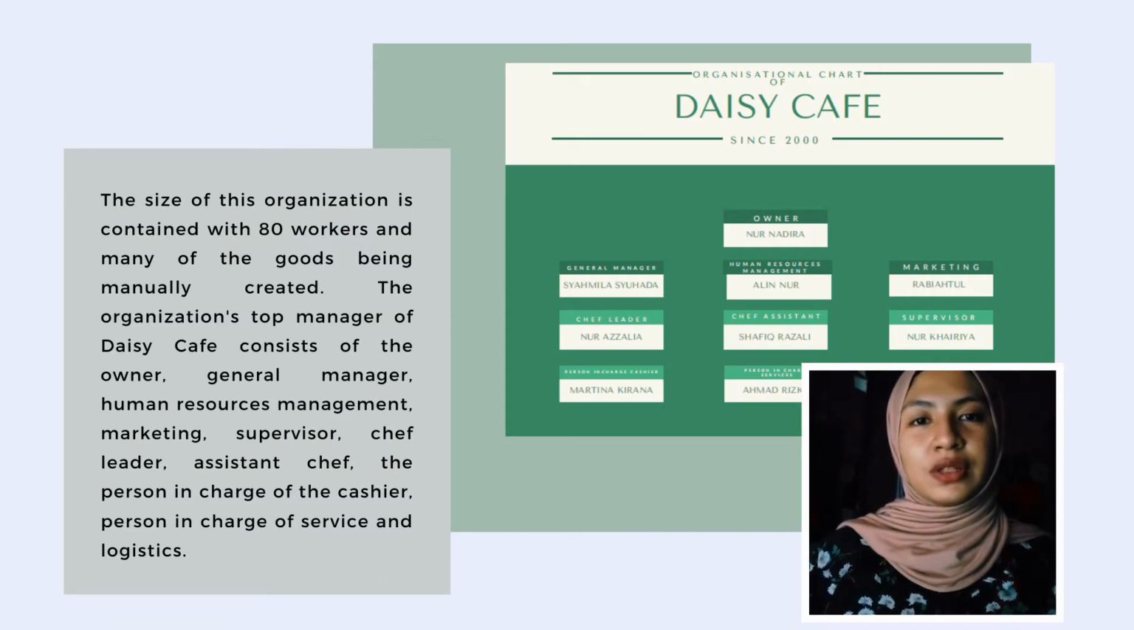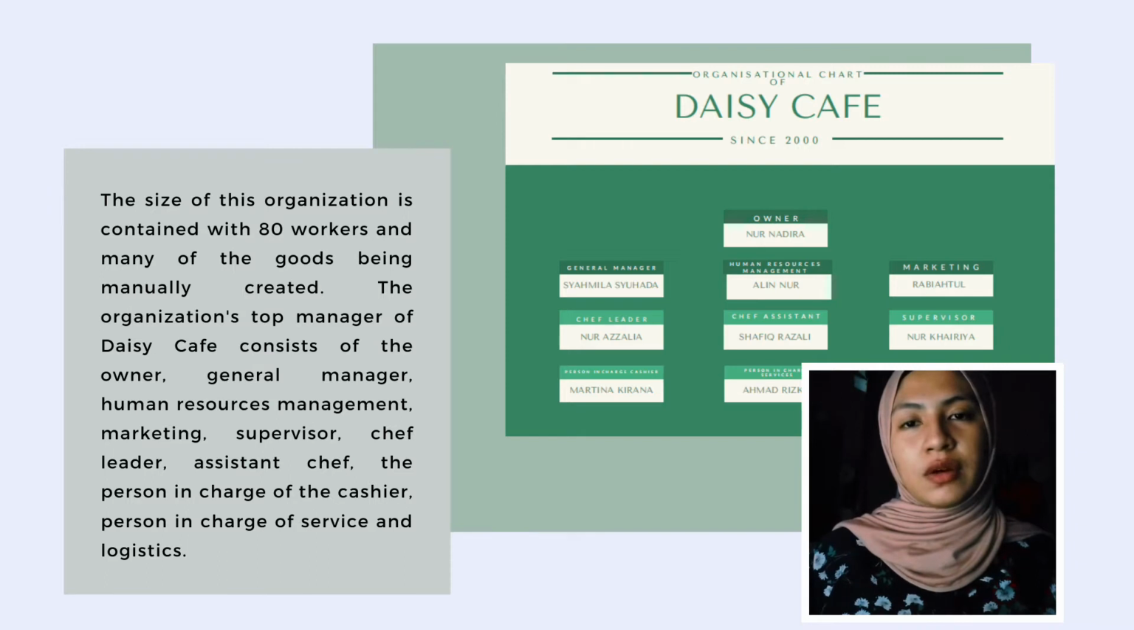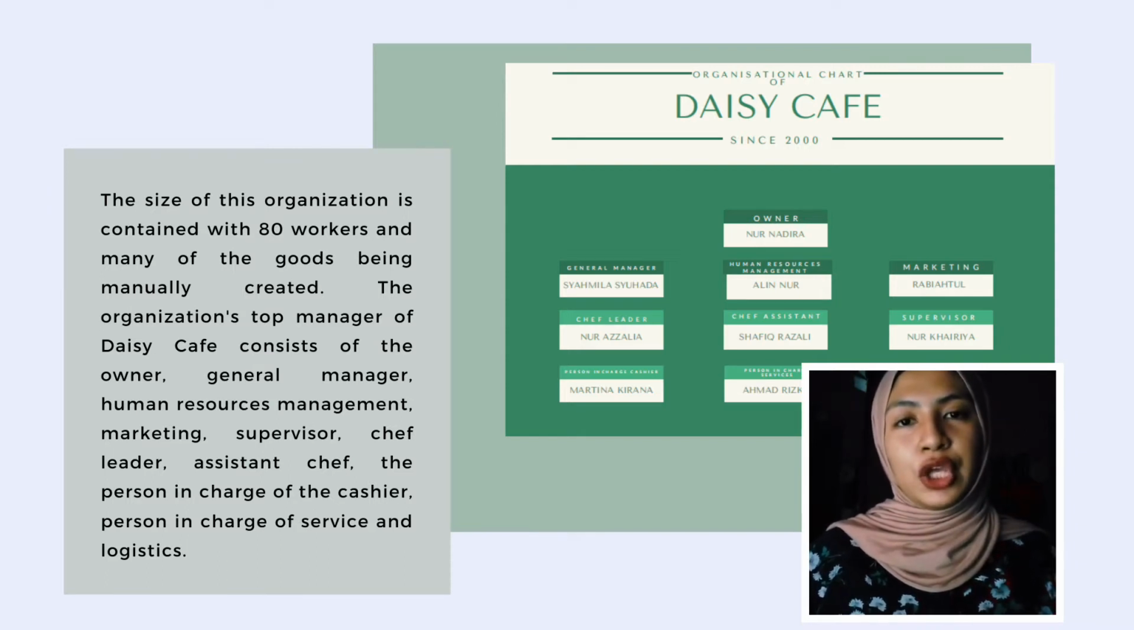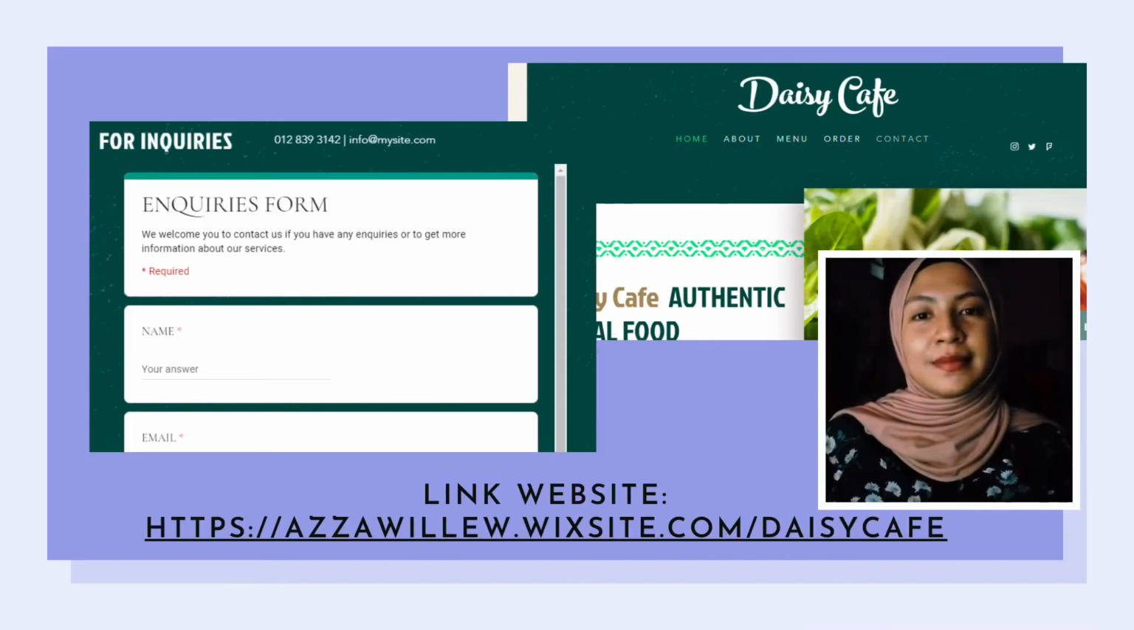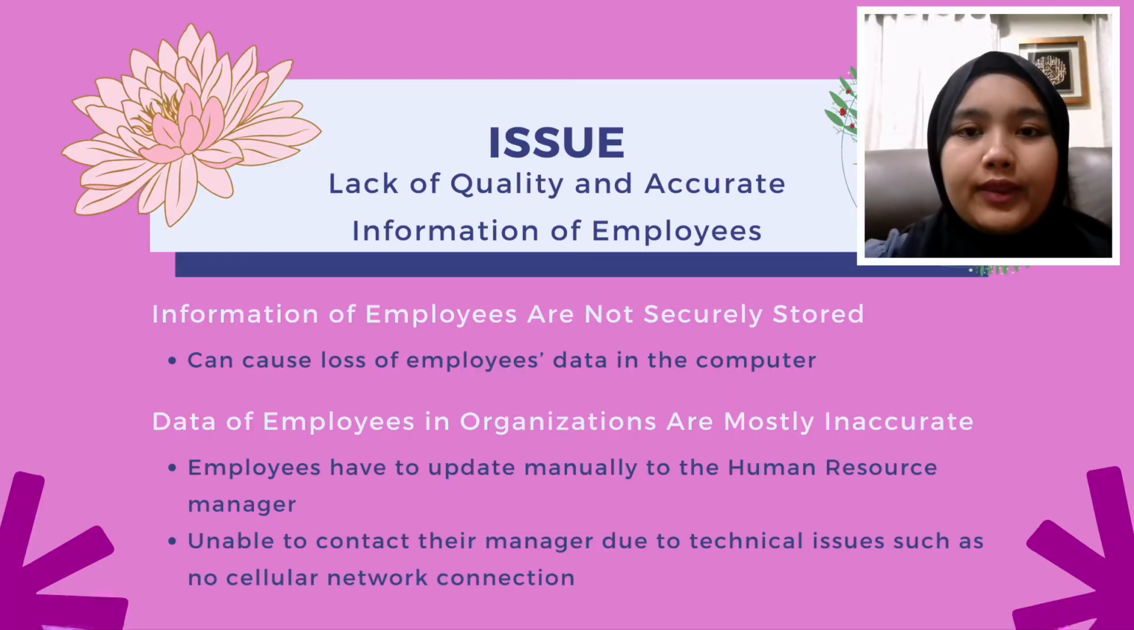Next is the organization chart. The top management of Daisy Cafe consists of the owner, general manager, human resources management, marketing supervisor, chef leader, assistant chef, the person in charge of the cashier, and the person in charge of service and logistics. This is the link to our company website that consists of our menu and everything about Daisy Cafe, including the Google form.